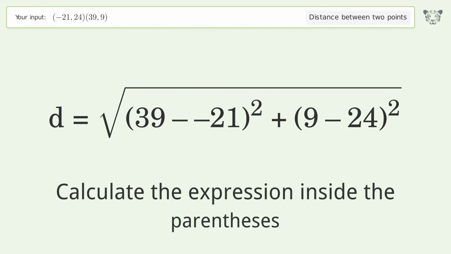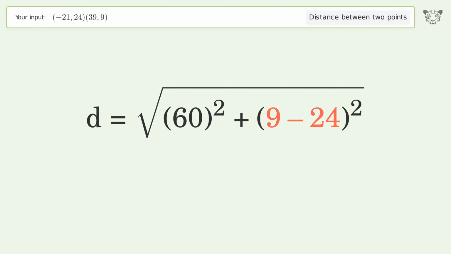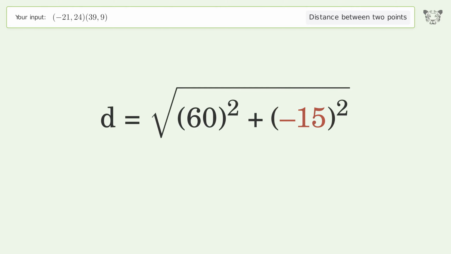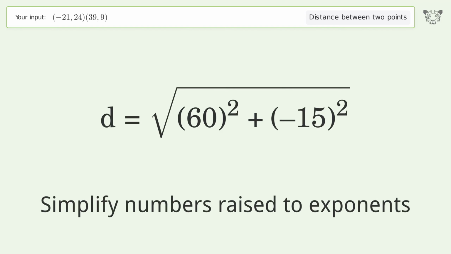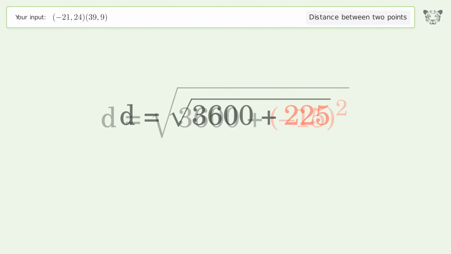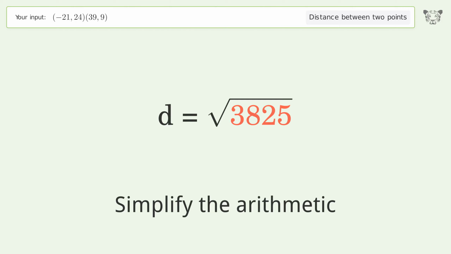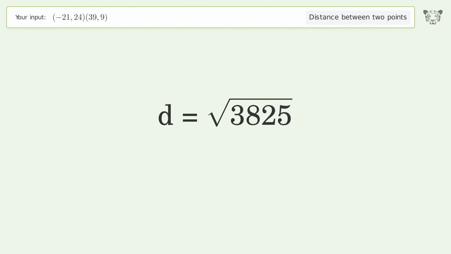Calculate the expression inside the parentheses. Simplify numbers raised to exponents. Simplify the arithmetic. And so the distance between the 2 points is the square root of 3,825, or 61.847.